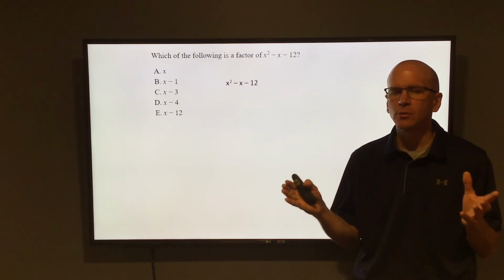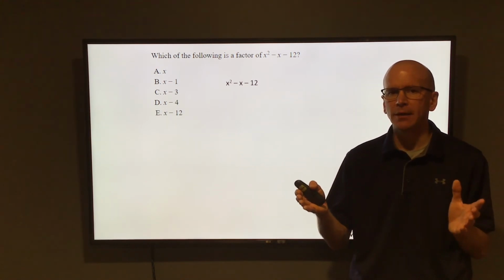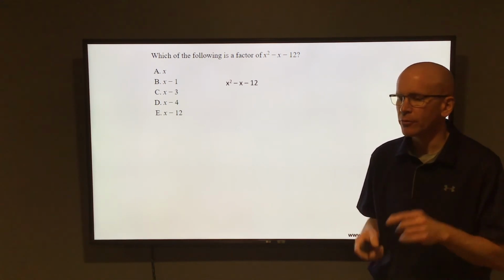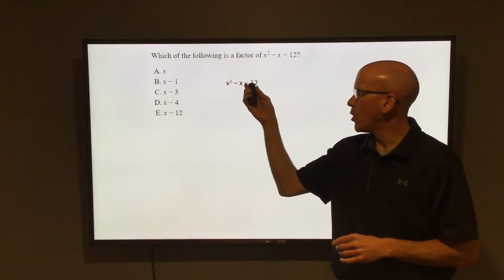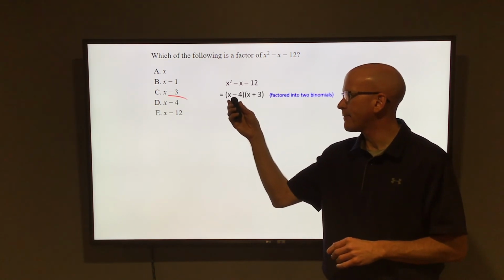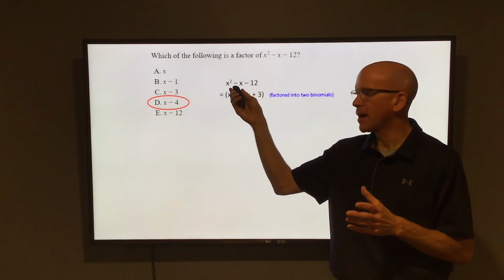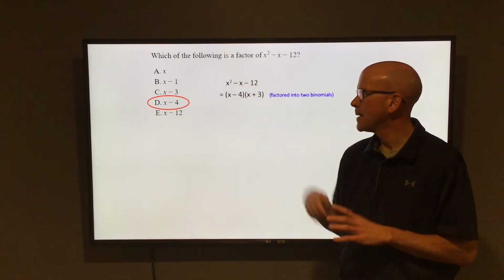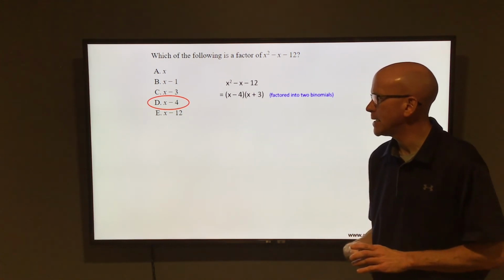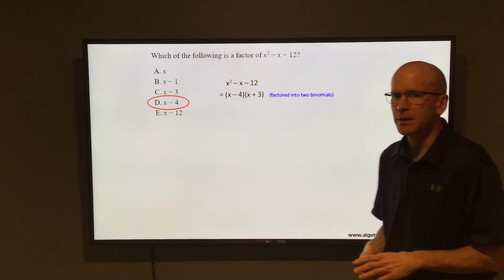So think of the factors of 12. You have 12 and 1, 6 and 2, 4 and 3. Which of those can you possibly put together to make a negative 1? 12 and 1 wouldn't work, 6 and 2 wouldn't work, but the 4 and 3 would work. Now, they're multiplying to make a negative 12 and they're adding to make a negative 1. So those second terms would be negative 4 and positive 3. If you went positive 4 and negative 3, those add to make a positive 1. We want to add them to make a negative 1. So second terms are negative 4 and 3. These two binomials are x minus 4 times x plus 3. And the correct answer here, the one with the correct factor, is letter D, x minus 4.